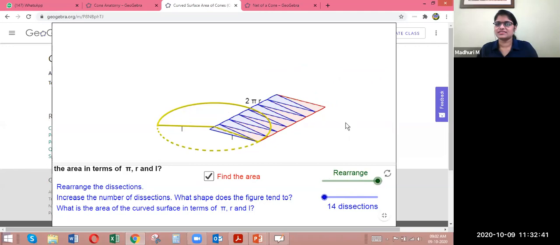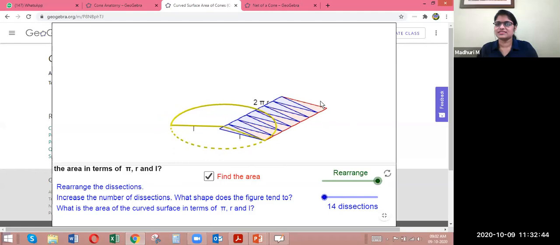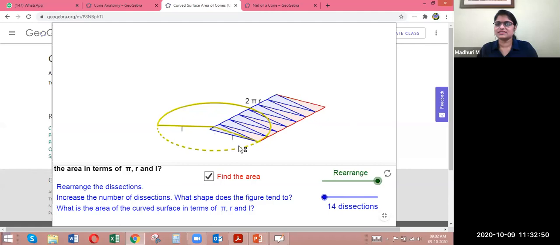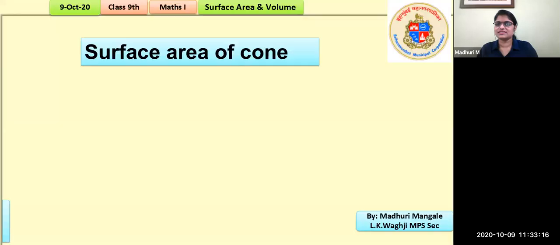So if we arrange this, we get a rectangular structure like that. For this rectangular structure, the length is 2 pi r and the breadth is L. L, that is the slant height, right, students? So we know the formula for the area of a rectangle. It is length into breadth. When we multiply the length, that is 2 pi r, with the breadth, that is L, that gives us the formula pi r L. All right, so that is how we derive the formulas for curved surface area and total surface area of a cone.